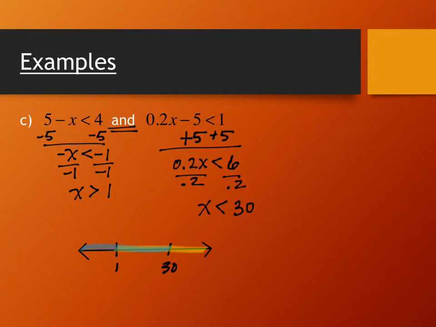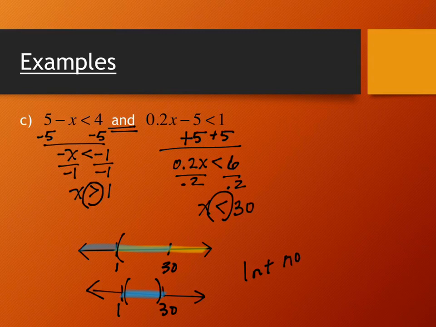So what should the answer be to the question? The part in the middle, right? It's supposed to satisfy both at the same time. So the actual graph should have looked like only the shading between. And then I need to be careful with the signs. So this one doesn't have a line underneath it, so it's a parenthesis. Neither does this one, so it's also a parenthesis. And if I looked at my interval notation for this, what would it look like? 1 to 30.